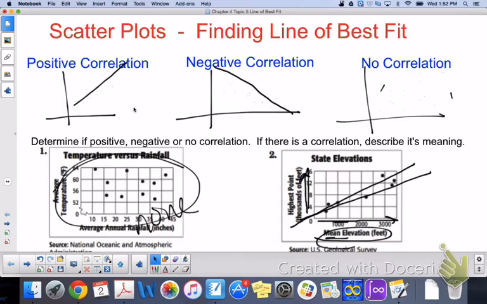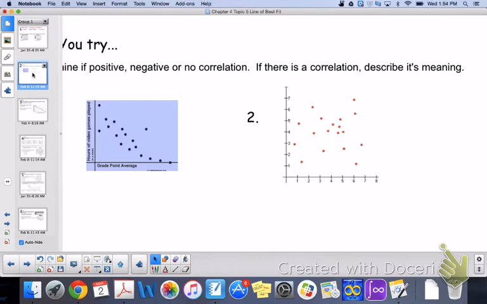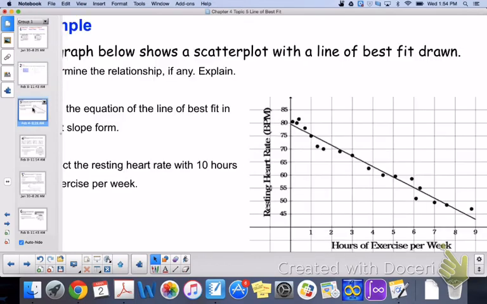Okay, so on that note, the next one, those are the You Tries, so go ahead and try those, then pause it, try those, and then pick up on the next slide.